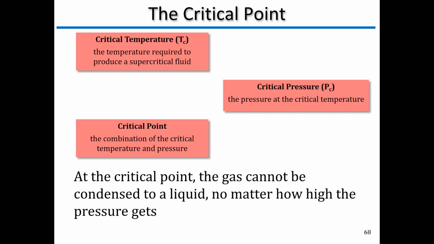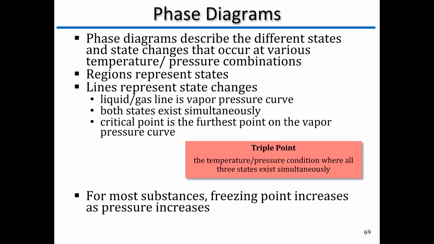Okay, so a couple things. So there's the critical point, so some definitions. And we're going to look at these on an actual plot in just a second. So we have the critical temperature. So this is the temperature required to produce a supercritical fluid. The critical pressure, the pressure at the critical temperature. And the critical point, the combination of the critical temperature and pressure. Okay, so at the critical point, the gas cannot be condensed into a liquid no matter how high the pressure gets. Okay, and we'll look at how to label these.